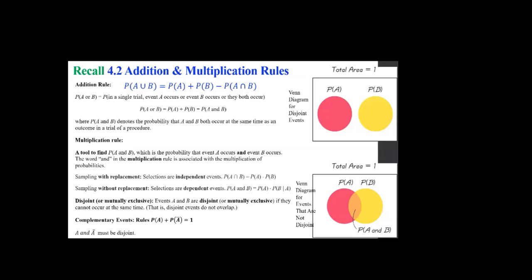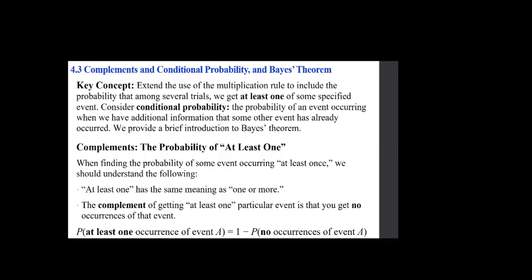As for complementary events, they add up to 100%. They have nothing in common. So P of A plus P of A naught adds up to 1. So with that, we discussed the probability of at least 1. And it is easier to calculate probability of none and subtract it from 1.